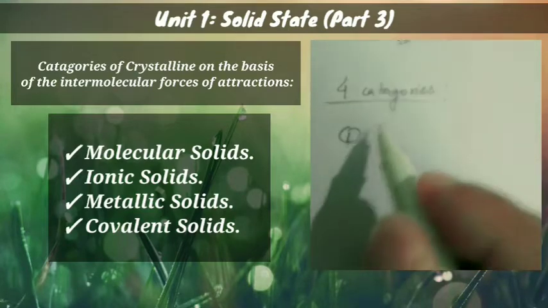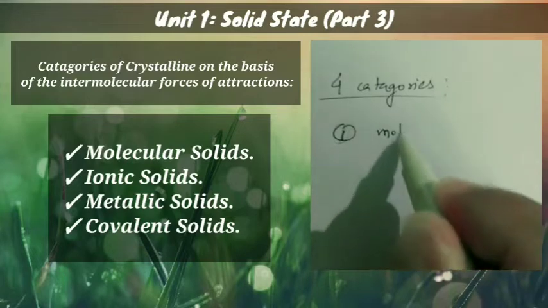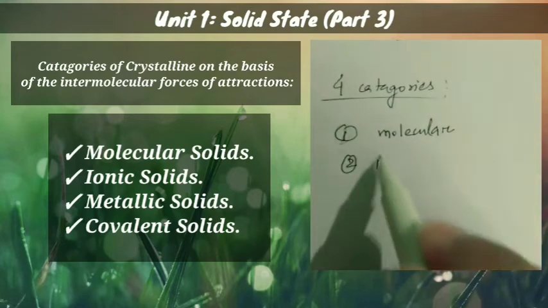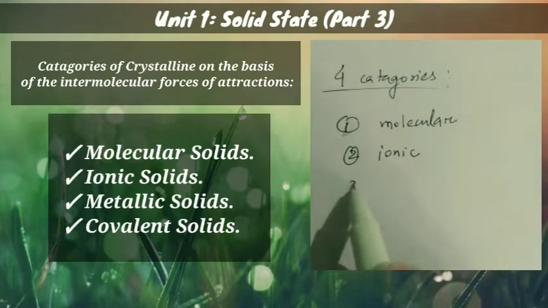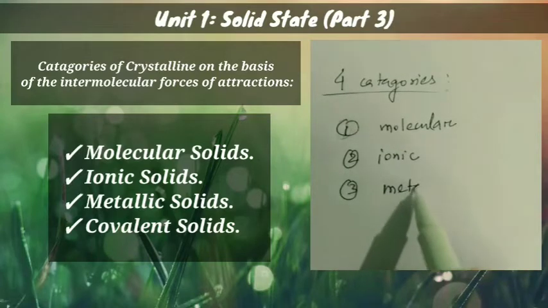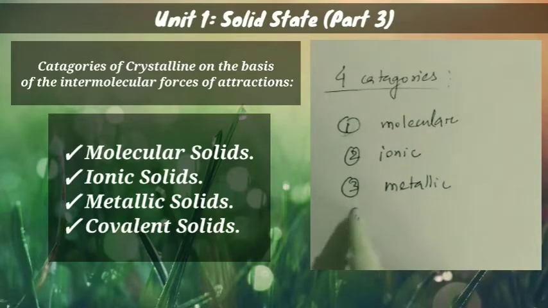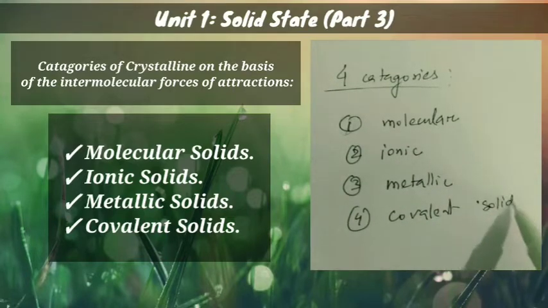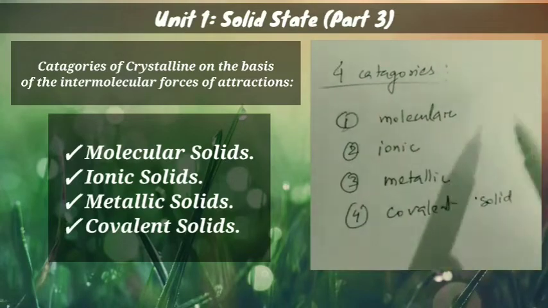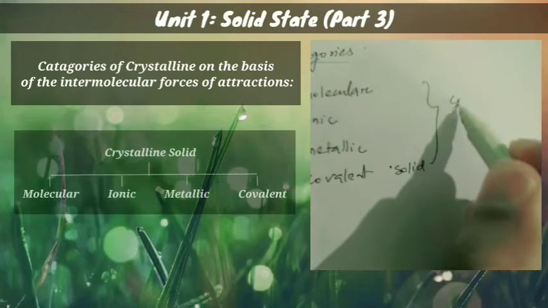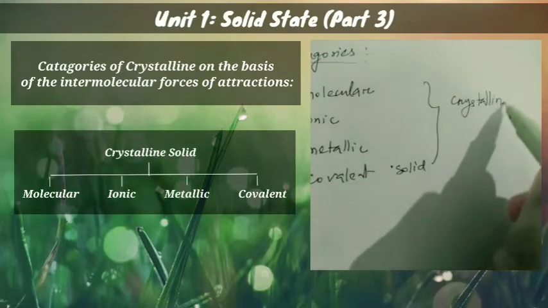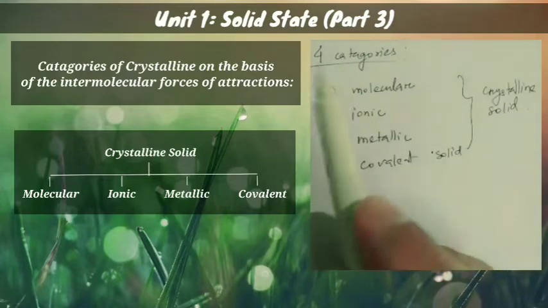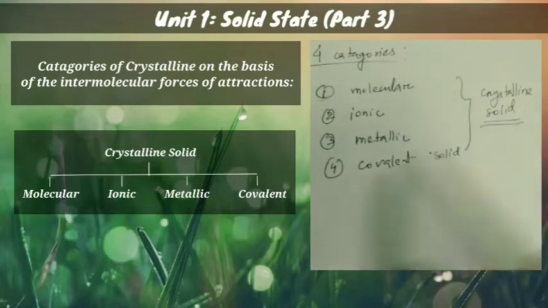One is molecular, second is ionic, third is metallic, and fourth is covalent solid. These are all crystalline solids. So these four subclasses, four categories, are of crystalline solids.